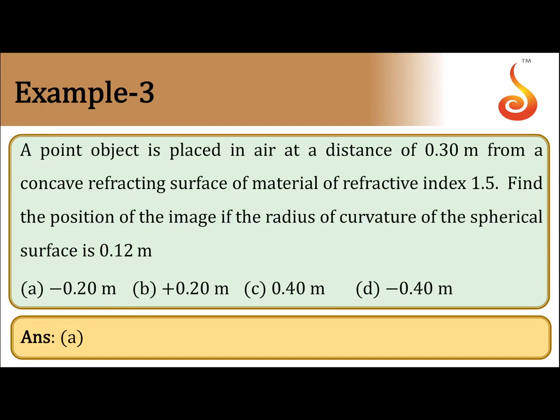So here we have a concave refracting surface. Let me write the diagram. So we have a concave refracting surface and an object is placed at a distance of 0.3 meters. This is the object distance. Now the refractive index of this refracting surface is 1.5, and the object distance is nothing but minus 30 centimeters. Okay, so this is the object here.